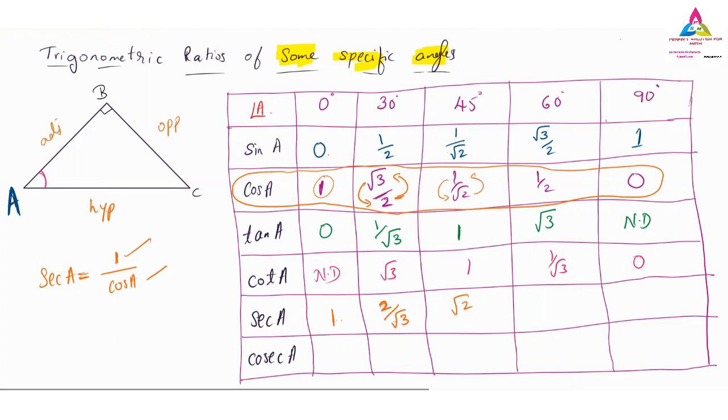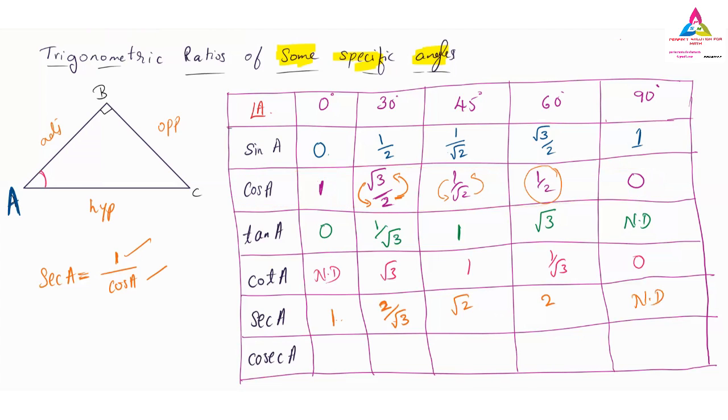Now coming to the next one, secant 60 degree. Here we have half, 1 by 2. So secant 60 degree is 2 by 1, and 2 by 1 is 2 itself. Lastly, we have 0. So we have to write 1 by 0. But what is 1 by 0? We can't write 1 by 0. It is not defined. So we have to write not defined. So we have got the secant of A.